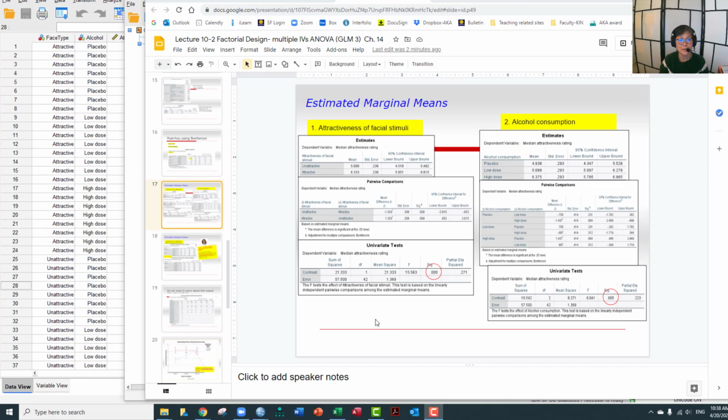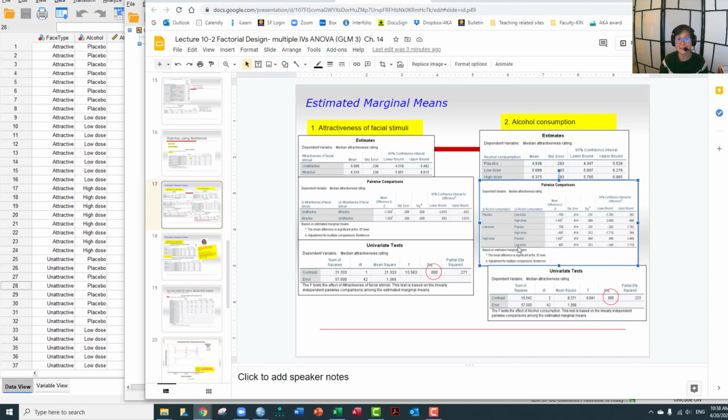Estimated marginal means, attractiveness of a face. Estimated marginal means pairwise doesn't mean anything. We just look at mean differences, and attractive faces tended to be rated higher as attractive compared to unattractive faces, significantly different. Then that difference is significant. It's the same as the one-way ANOVA here. And for the alcohol consumption, you can see again here, the pairwise comparison is different.